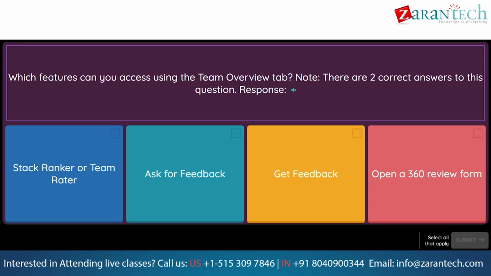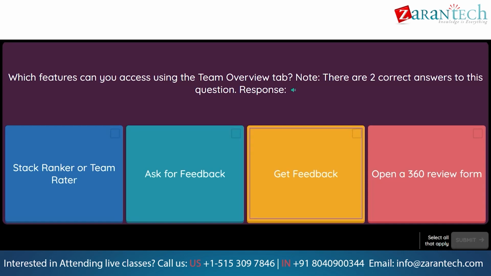Question: which features can you access using the Team Overview tab? Note: there are two correct answers to this question. Response: Option 1, Stack Ranker or Team Rater. Option 2, Ask for feedback. Option 3, Get feedback. Option 4, Open a 360 review form.